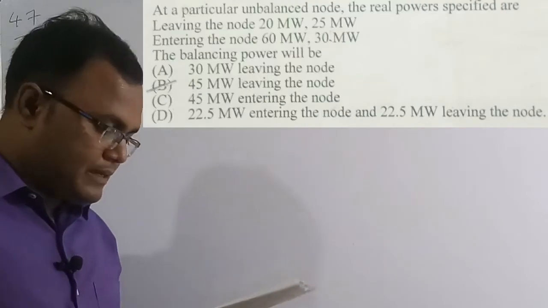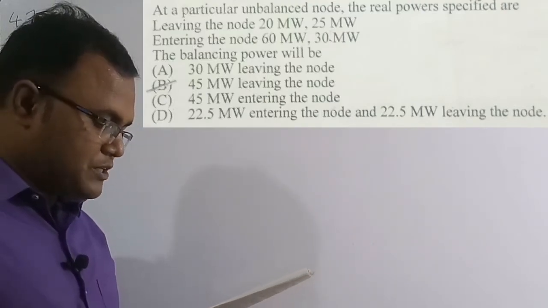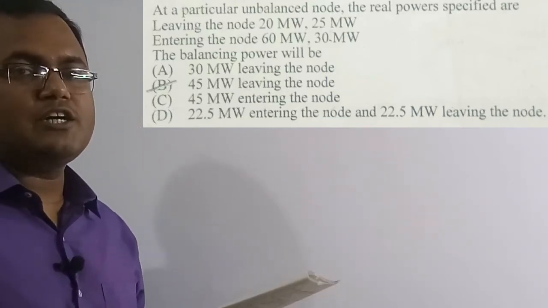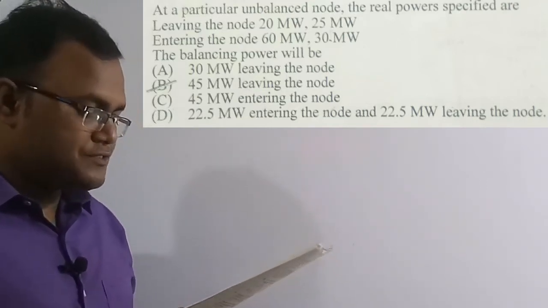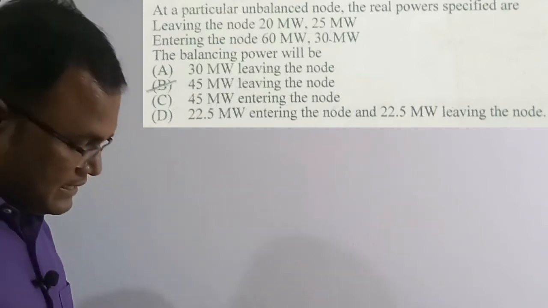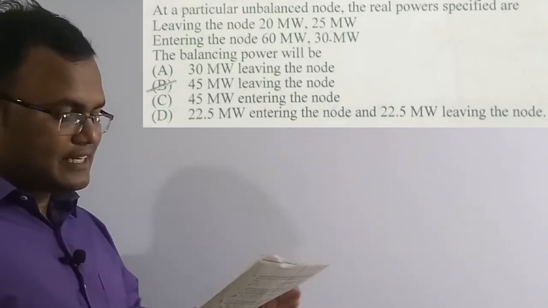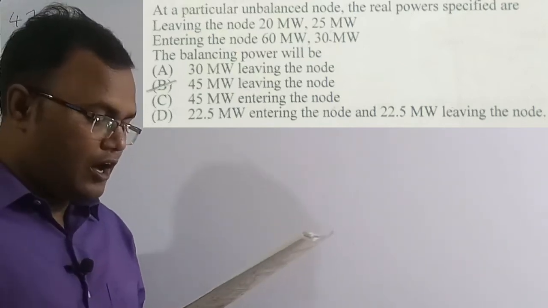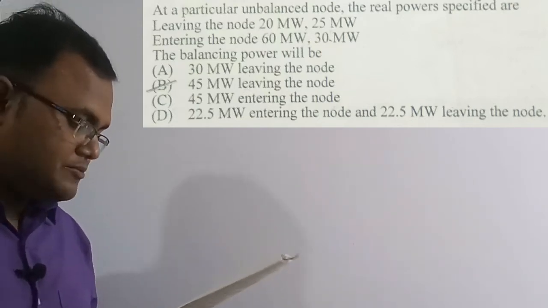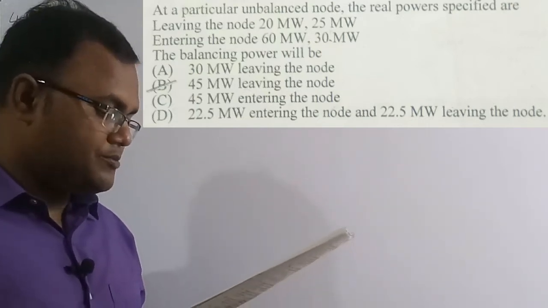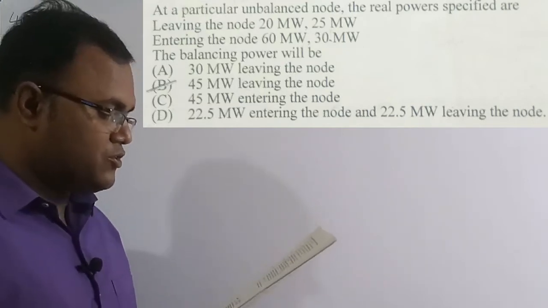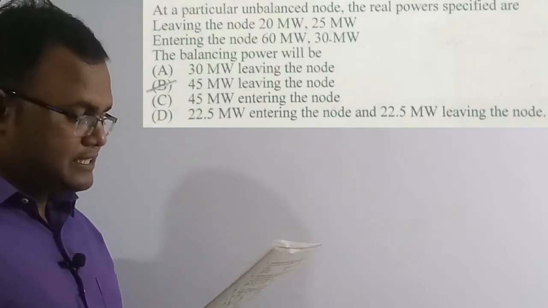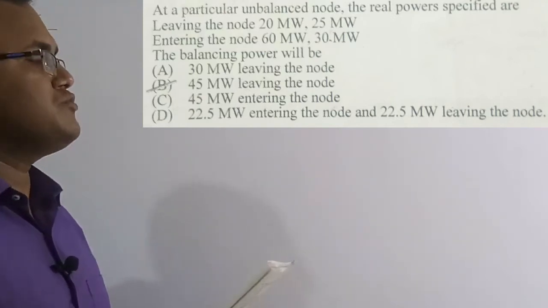See the question here. At a particular unbalanced node, the real powers leaving the node are 20 megawatt and 25 megawatt, and the powers entering the node are 60 megawatt and 30 megawatt. So the balance power will be: option A, 30 megawatt leaving the node; option B, 45 megawatt leaving the node; option C, 45 megawatt entering the node; option D, 22.5 megawatt entering the node and 22.5 megawatt leaving the node. Out of the 4 options, option B, 45 megawatt leaving the node, is the correct solution. So let's solve this numerical.